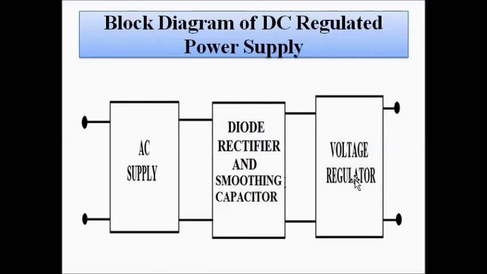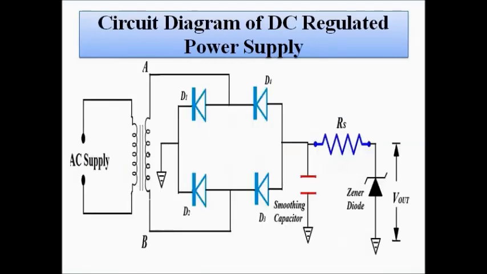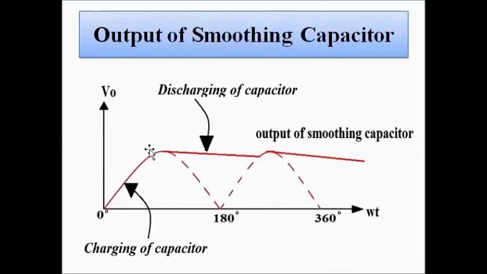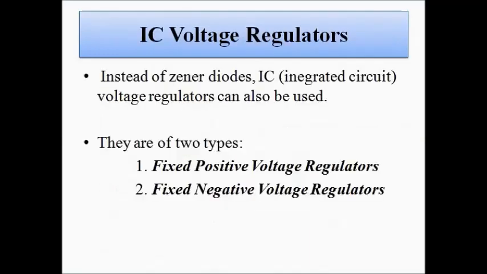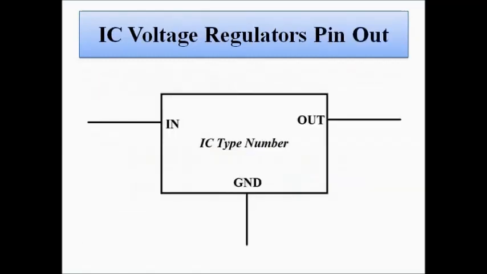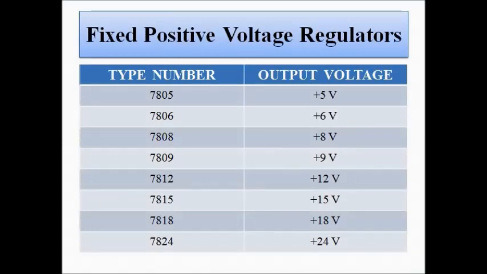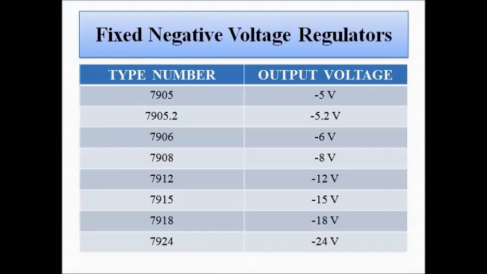We discussed the smoothing capacitor and the voltage regulator, which is the electrolytic capacitor with a high discharging time, and a Zener diode voltage regulator or an IC voltage regulator. So we discussed the circuit diagram and how the smoothing capacitor converts the pulsating DC output of the rectifier into almost flat DC. Then we discussed the two types of IC voltage regulators, their pin configuration and the type numbers corresponding to the different values of the output voltage.